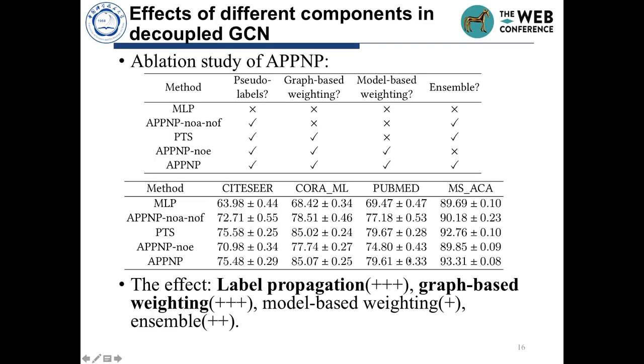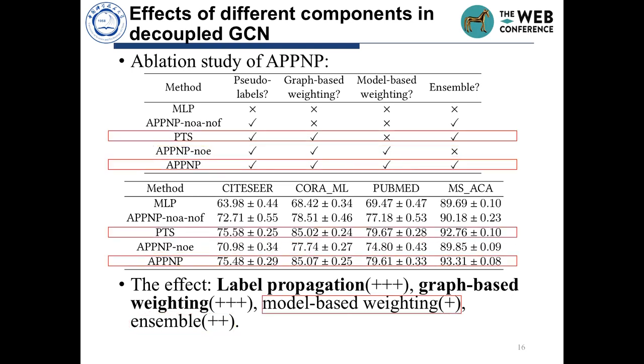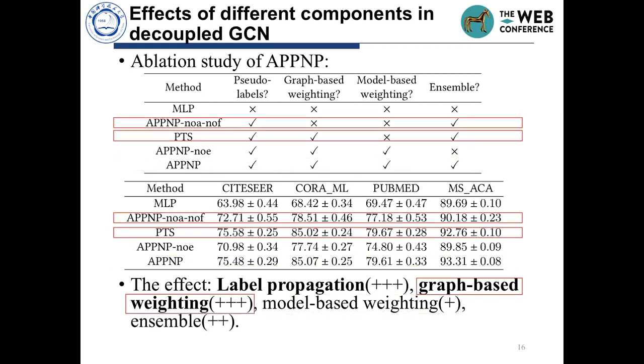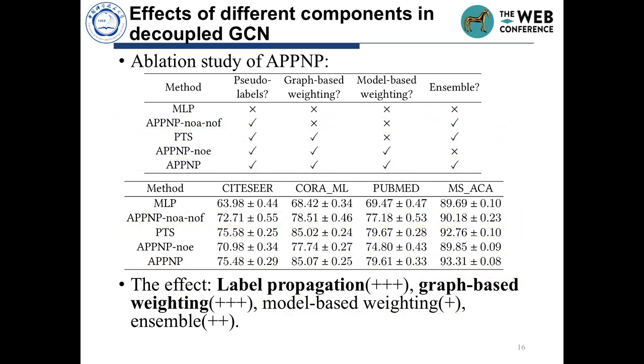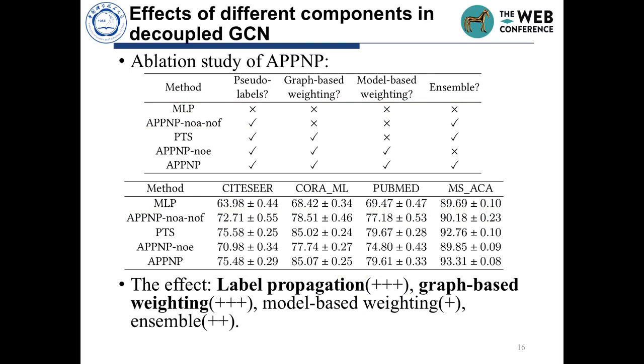Compared with MLP, APPNP contains four components: label propagation, graph-based weighting, model-based weighting, and ensemble. By ablation study, we can testify whether the four components are all useful. This comparison is about ensemble. This is about model-based weighting. This is about graph-based weighting. And this is about label propagation. From the four comparisons, the four components in APPNP are all useful, and the label propagation and the graph-based weighting contribute the most.